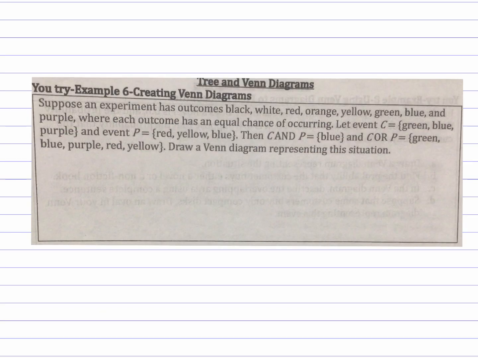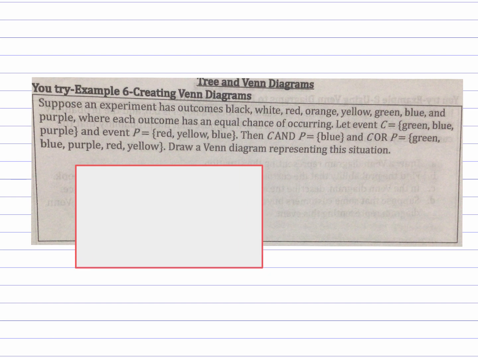All right, for our next example, I want you to pause and draw a Venn diagram using this example. Okay, so assuming that you paused and you drew your Venn diagram, you should have a rectangle somewhere on your paper. You should have a couple circles inside that represent the events.